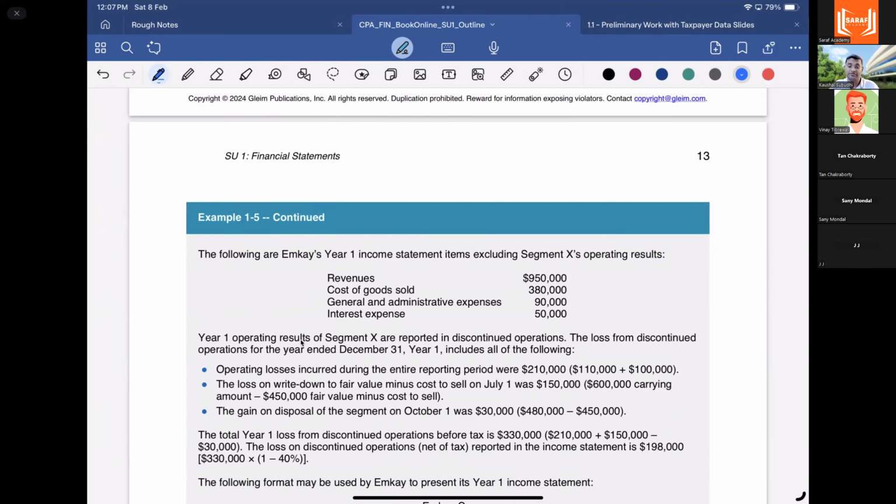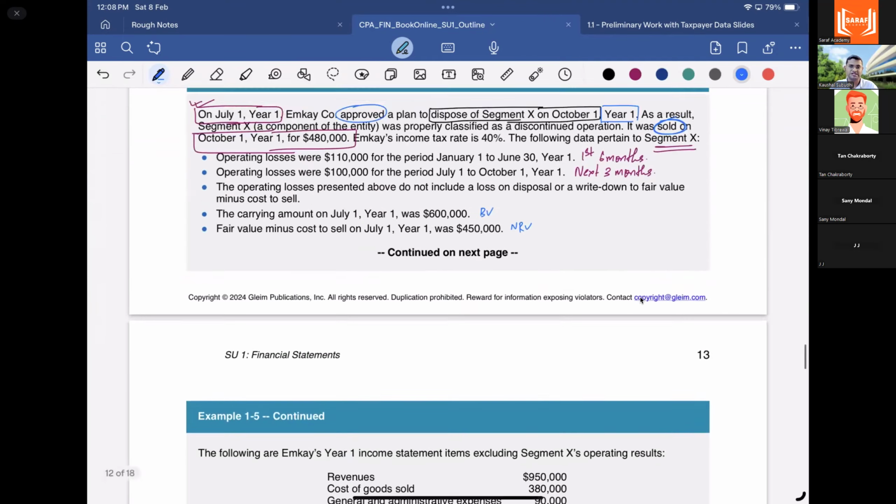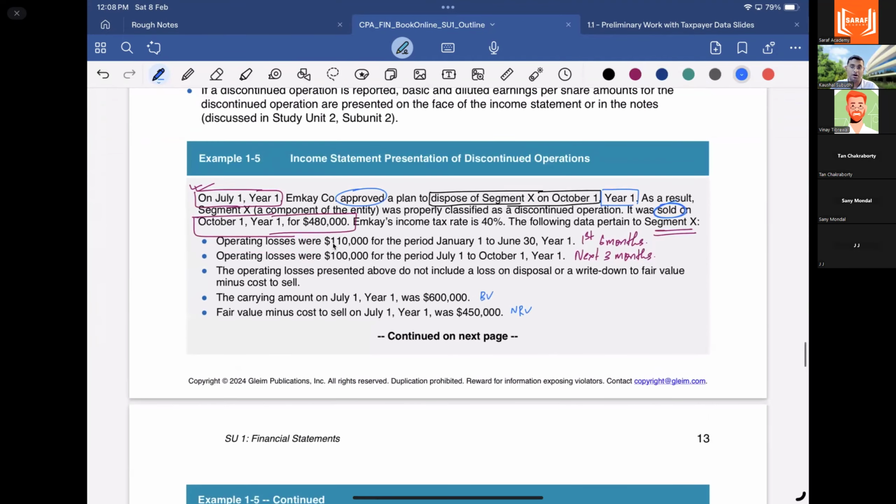And year one operating results of segment X are reported in discontinued operations. Now we're not solving anything, we're just giving you an idea on how things are going to be presented in the income statement, right? So the losses for discontinued operations for the end of December 31st, year one will include what? Operating losses include for the entire reporting period, right? So that's again $110,000 and $100,000, which is exactly the figure what we got over here.